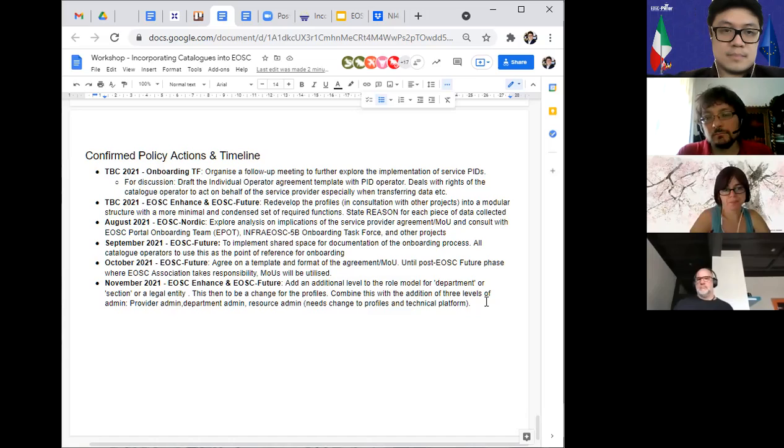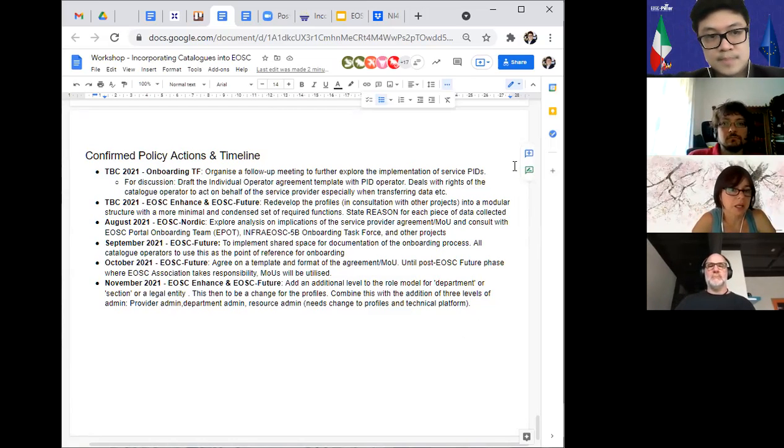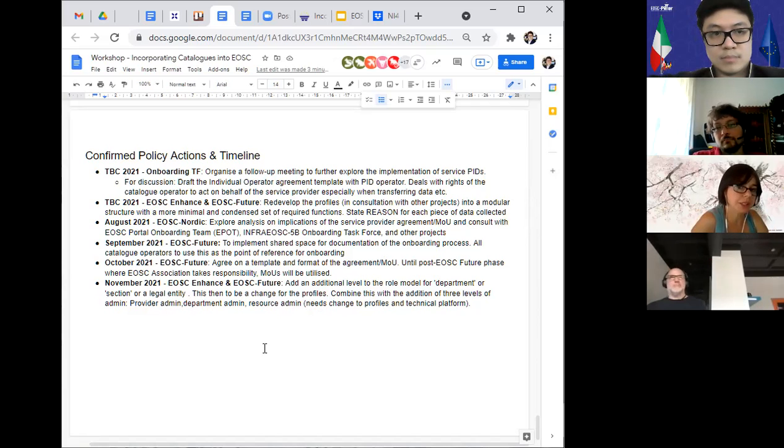So there is a plan to organize a follow-up meeting for the implementation of PIDs from also the policy point of view. This from our perspective would involve the definition of agreements with the PID operator. We are not there yet, so this is just a memo about topics we want to cover in this future meeting.